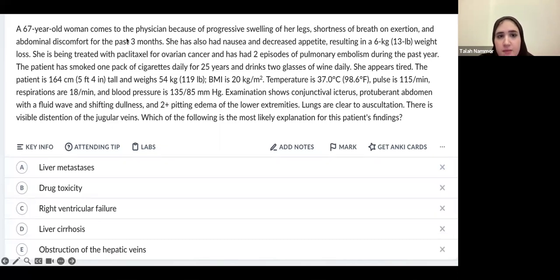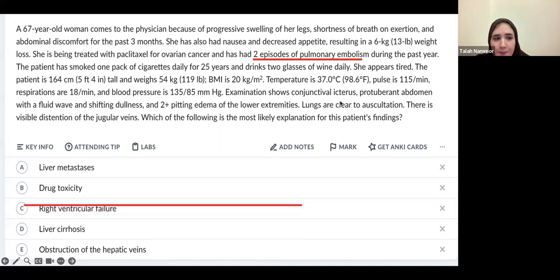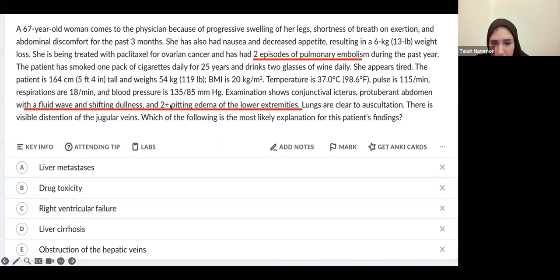A 67-year-old woman comes to the physician because of progressive swelling of her legs, shortness of breath on exertion, and abdominal discomfort for the past 3 months. What do you guys think? She also had nausea and decreased appetite, resulting in a 6-kilogram weight loss. She's being treated with paclitaxel for ovarian cancer and had 2 episodes of pulmonary embolism. Hello? Okay. The patient has smoked 1 pack of cigarettes daily for 25 years, drinks 2 glasses of wine. She appears tired. Okay, these are not important. Pulse is elevated. Blood pressure is elevated. We have ascites and pitting edema. So what do you guys think this is?